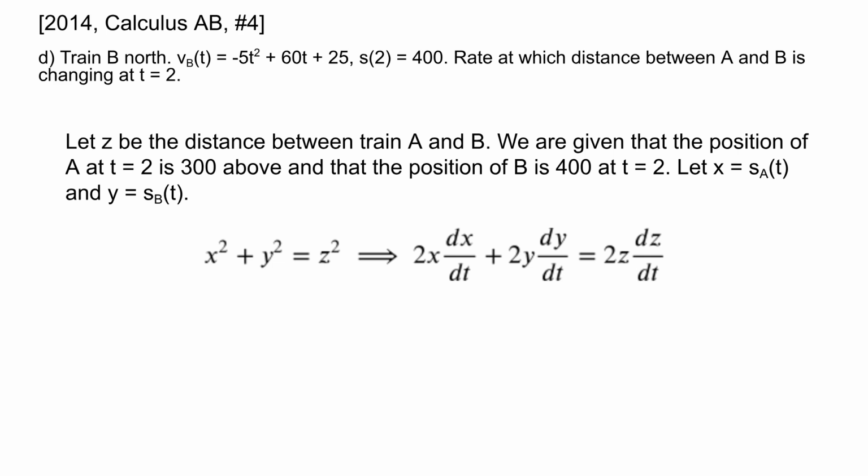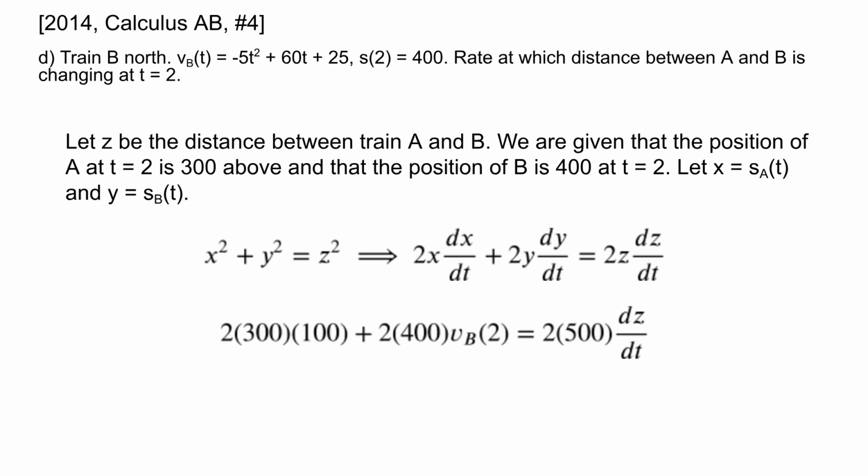This implies that 2x dx/dt plus 2y dy/dt is equal to 2z dz/dt. And substituting in known values, we get 2 times 300 times 100 plus 2 times 400 times v sub B of 2 equals 2 times 500 times dz/dt.